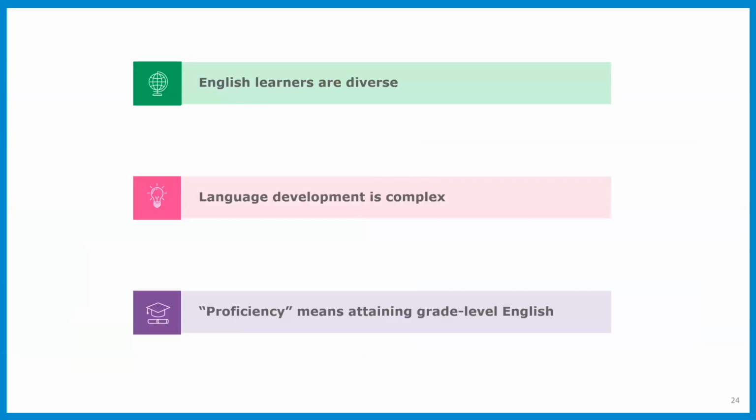English learners are diverse, and each student is unique. Language development is complex, and every student takes a different journey toward English language proficiency. But for all English learners, proficiency in English is defined as attaining grade level English needed to participate in academic instruction and interact with peers. So let's take a closer look at what proficiency means on both summative assessments. First, we'll look at the ELPA21 General Summative, and then we'll look at the ALT-ELPA.